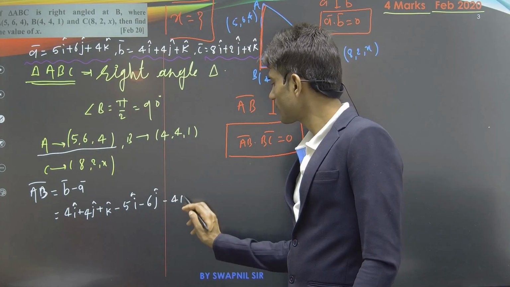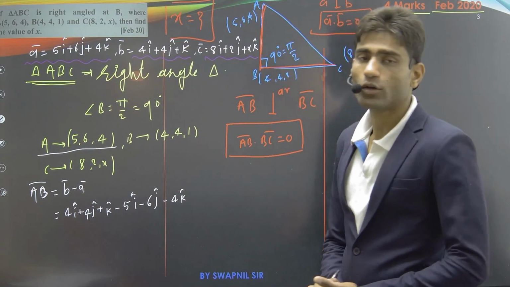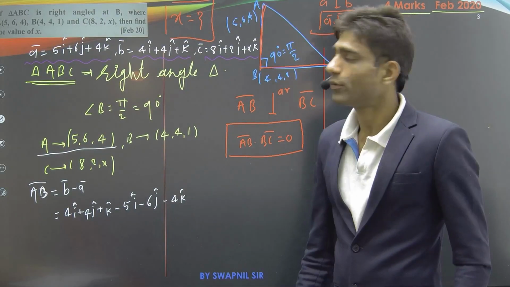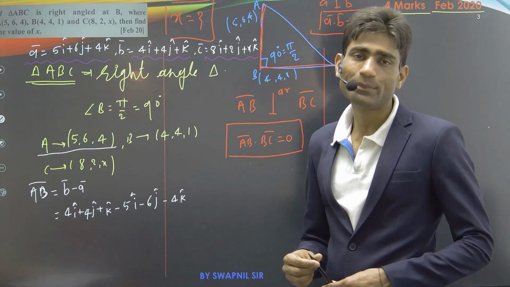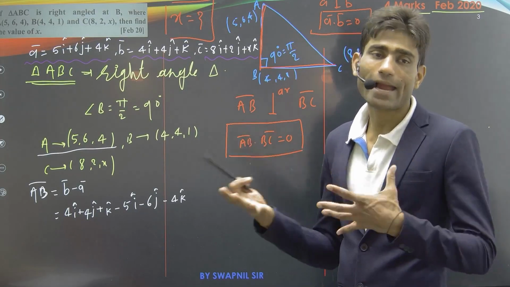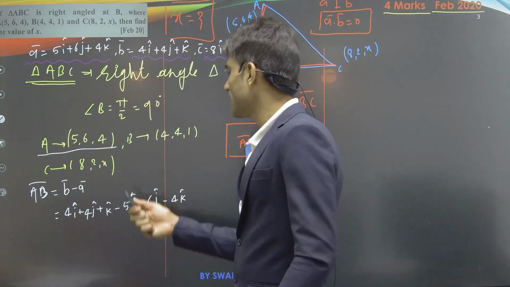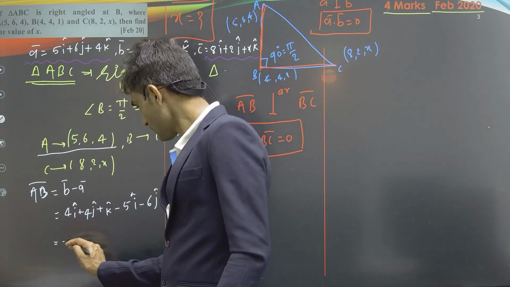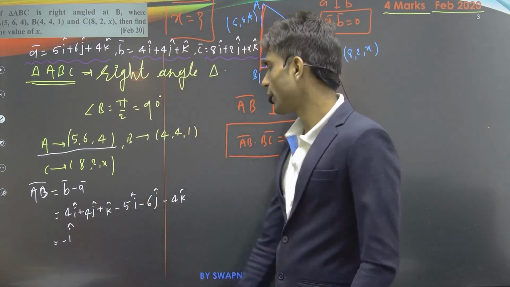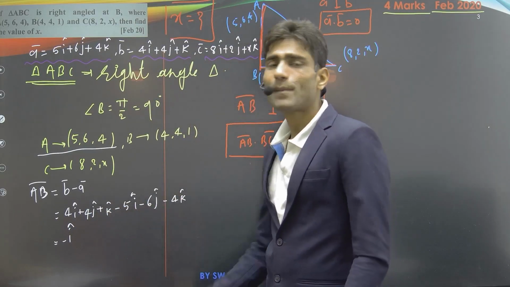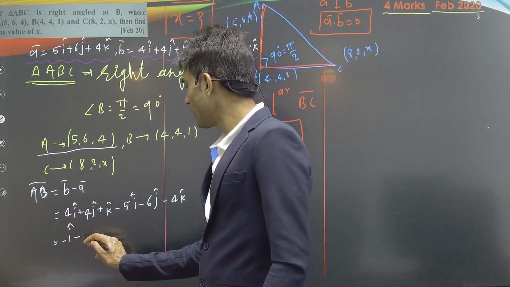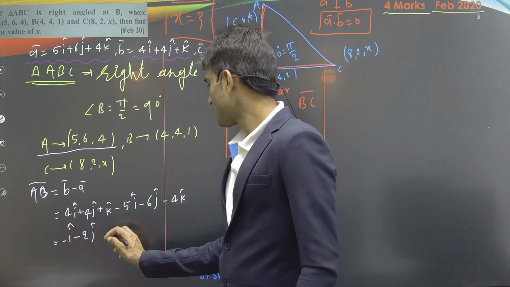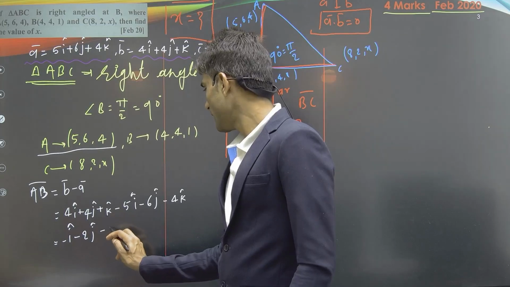So this one is the vector AB bar. Now go for the subtraction of the similar coefficients of I, J and K. 4 I cap minus 5 I cap gives negative I cap. Plus 4 J cap minus 6 J cap, we get negative 2 times J cap. Plus K cap minus 4 K cap, that means negative of 3 times K cap.